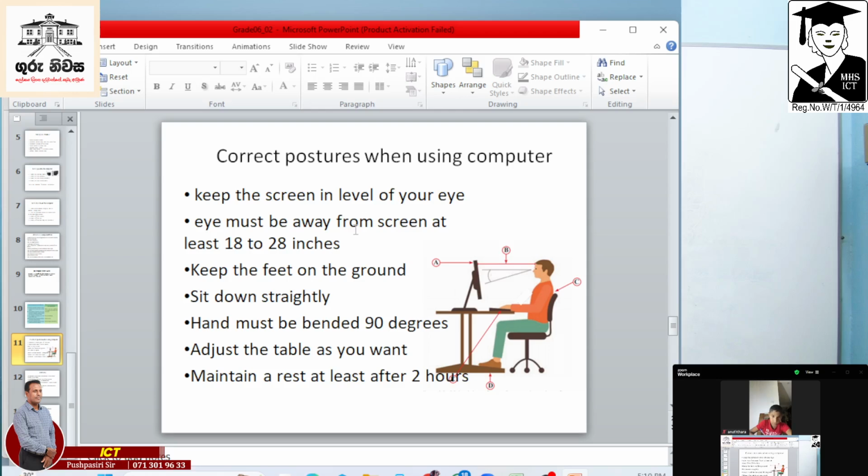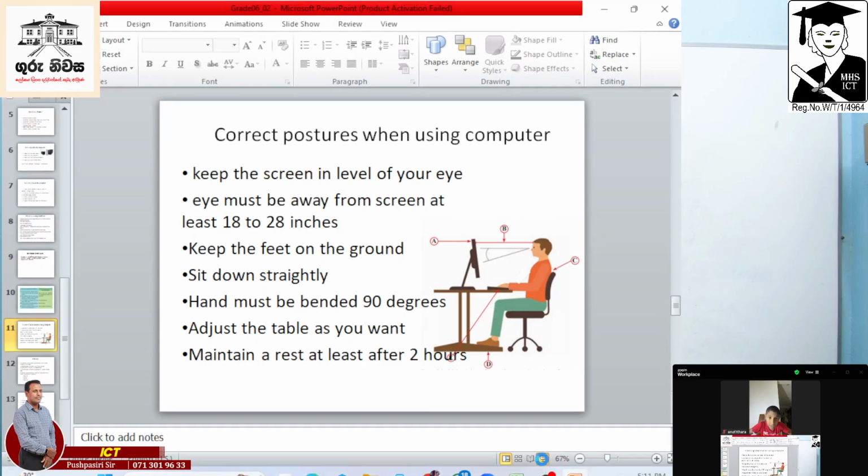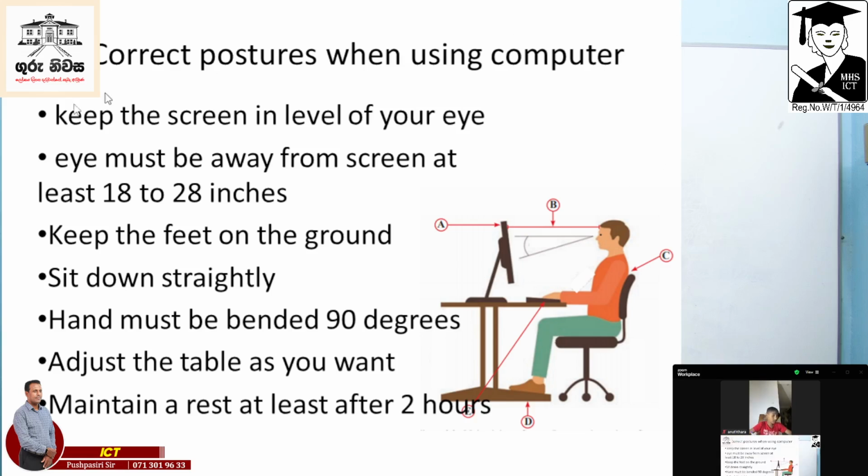Excuse me, sir. What's the fourth one? Fourth one, sit down straightly. Sir, what's the fifth one?